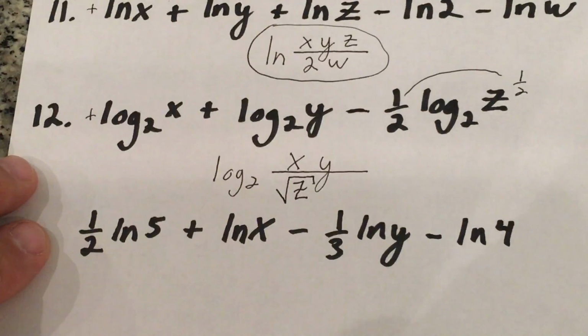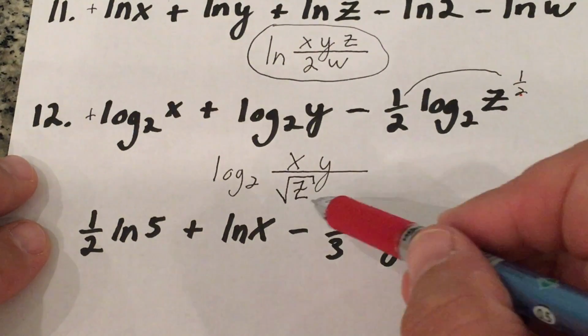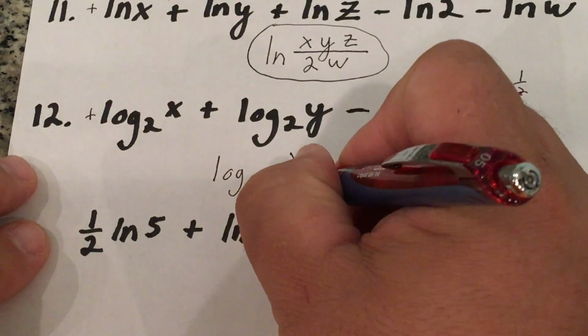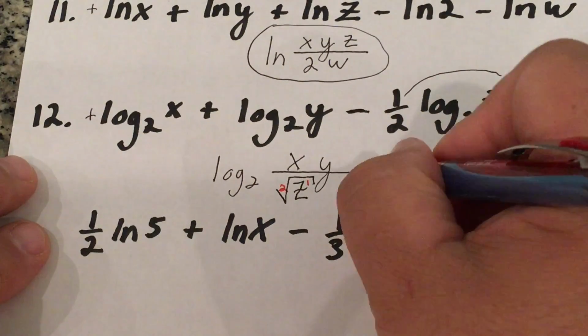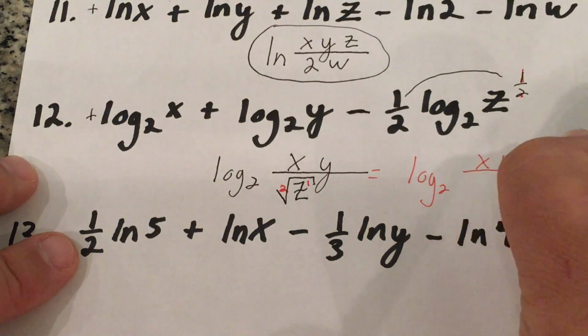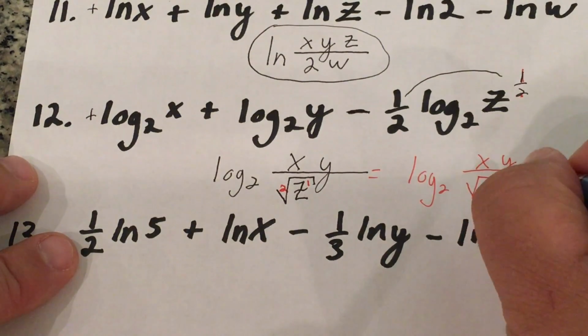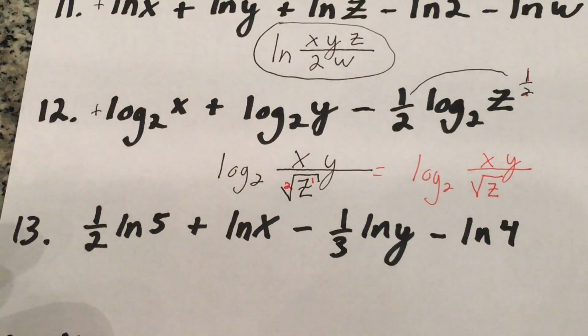Now I want to rewrite it in radical form. So the 2 is on the bottom, that goes in the bucket. And the exponent's 1. I can rewrite this as log base 2 of xy over just the square root of z. I don't need the 2, I don't need the 1. Either one is correct.